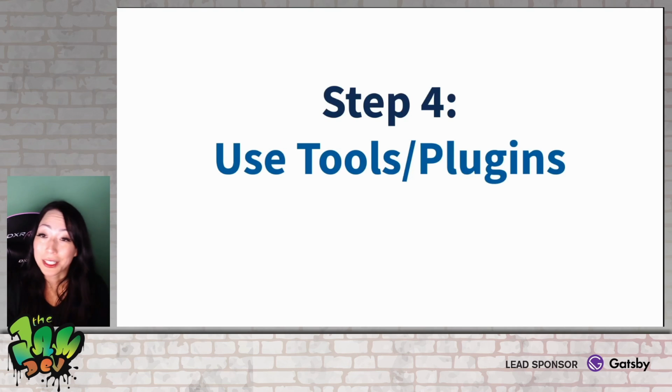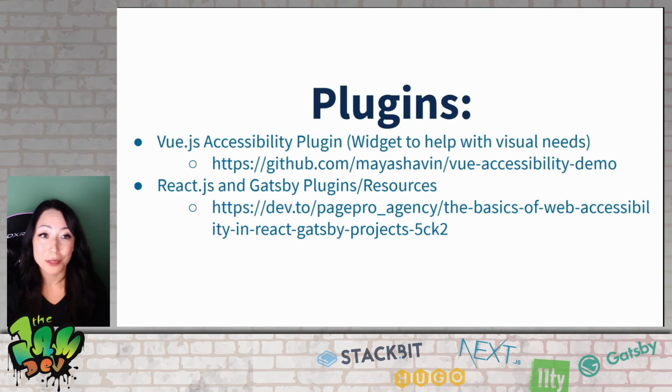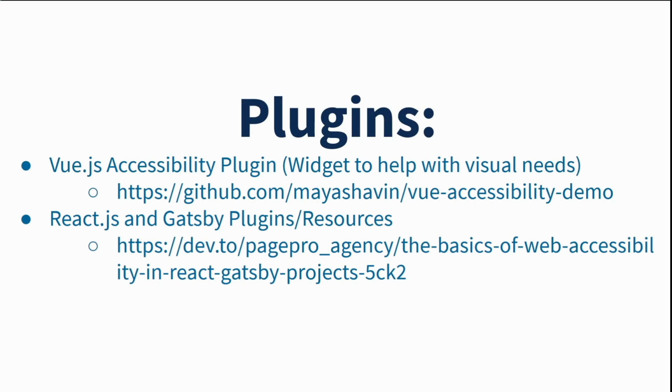Step 4, use tools or plugins. It will definitely save you a lot of time. There's a lot of resources on accessibility and various tools in the Jamstack with just a quick search, such as the Vue.js accessibility plugin, which is a widget that helps with visual needs. And I also included a post about plugins and resources that will guide your Gatsby/React project. There's many more I'd like to mention, but there's only limited time in this presentation.